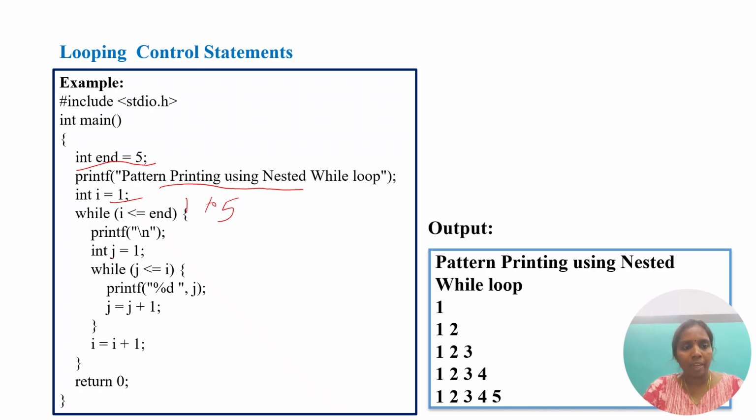In this case, when j equal to 1, with j less than or equal to I, the value 1 only will be printed. After that, the statement is j plus 1, so j equal to 2. Then again it goes to the outer I less than or equal to n. The second line 1, 2 will be printed. The third line 1, 2, 3 will be printed, and again it goes to the outer loop, 1, 2, 3, 4, until 5. The pattern will be printed in this fashion.